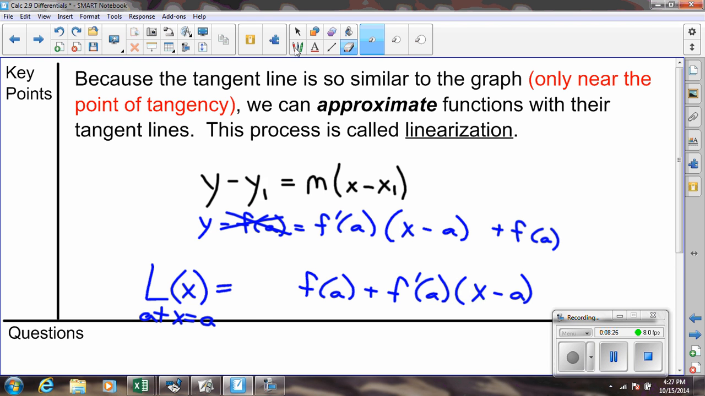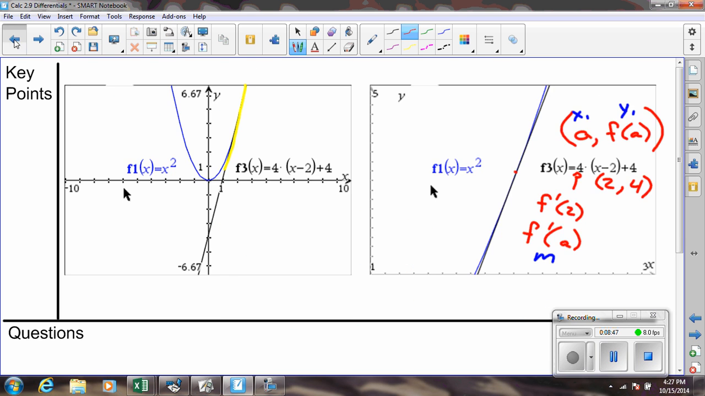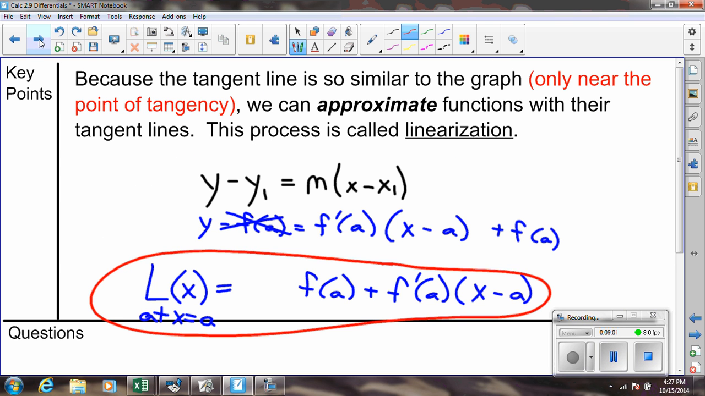This formula is something you will need to use extensively in our work with differentials. It's going to play a significant role in how we define differentials, which again is coming up momentarily. But this process is important because it's our first learning objective. We want to use tangent lines to linearize a function near an x value called a, and this formula is exactly how we will do that.